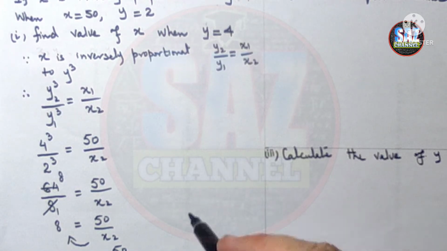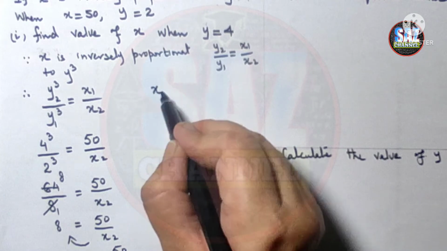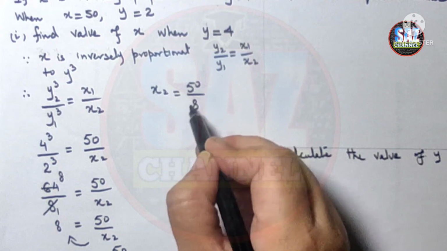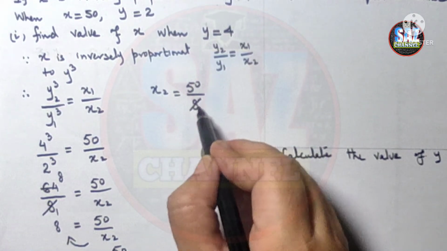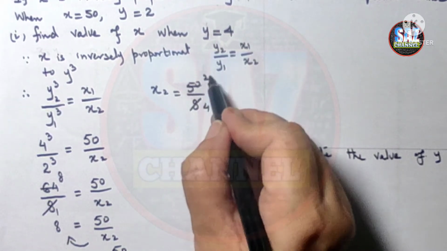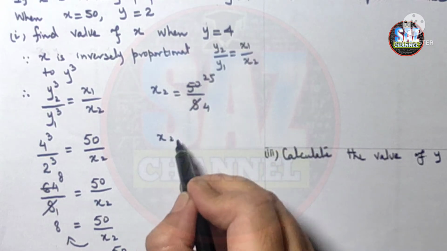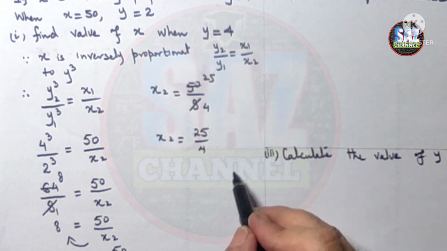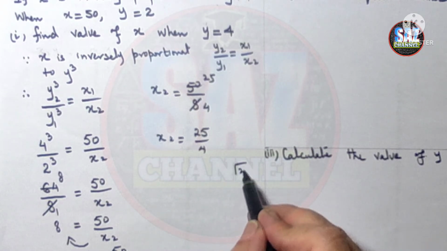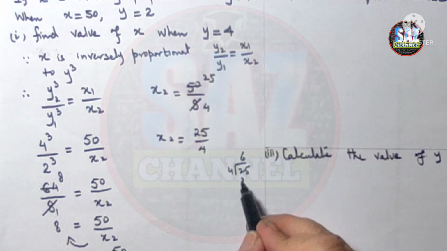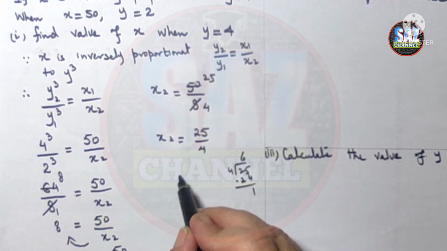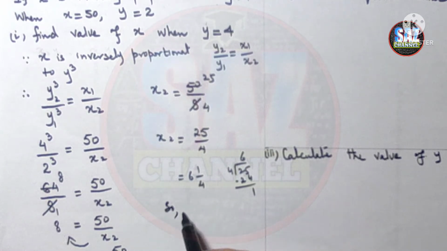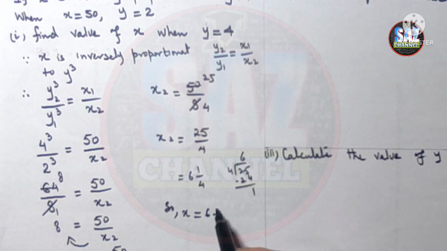For that purpose, I have to isolate x. I have to shift 8 to the other side. 50 by 8, and 50 by 8, 2 4s are 8 and 2 25s are 50, so x2 is 25 by 4, and 25 by 4 I can turn into a mixed number. 4 6s are 24, 1 left, so 6 whole 1 by 4. So the value of x, which is the requirement of the question, is 6 whole 1 by 4.